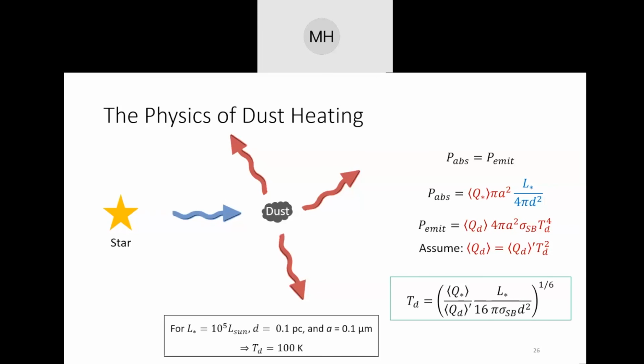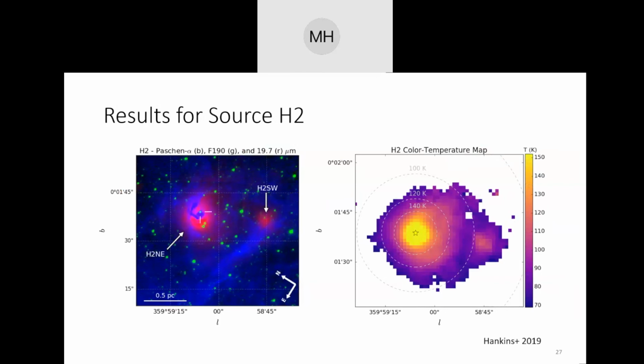To give you a rough idea of what this looks like, if you assume a certain luminosity of the star, a distance of 0.1 parsecs, and a dust grain size of 0.1 microns, you get a dust temperature of about 100 K, just as an example calculation for common astronomical silicate dust. Okay, so that's how the contours were made in H1. Now let's move on and look at H2.